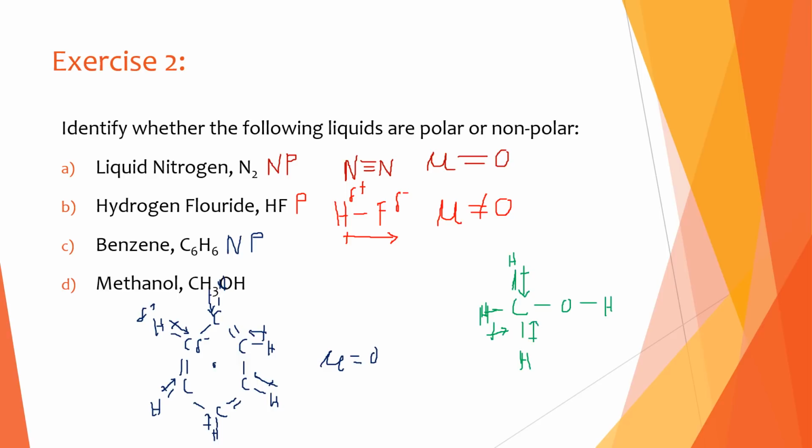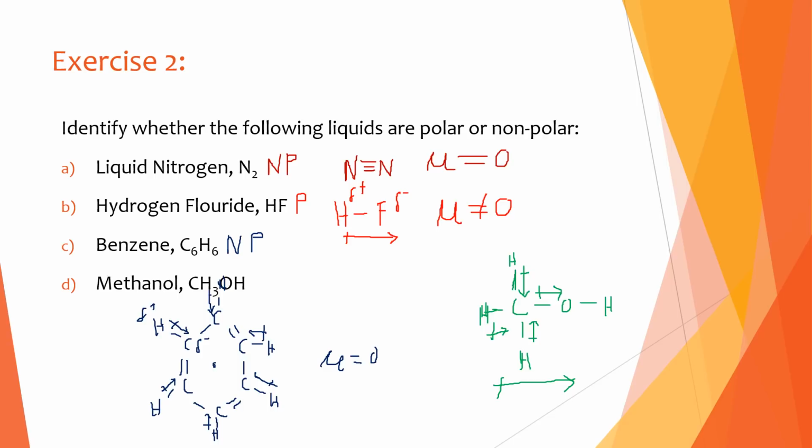But for carbon and oxygen, the dipole moment will come from carbon towards the oxygen. This is because oxygen is more electronegative than carbon. And lastly, check for the direction of the dipole moment. The direction of the dipole moment will come from the left to the right. This is because there is no cancelling out, so they cannot cancel each other.